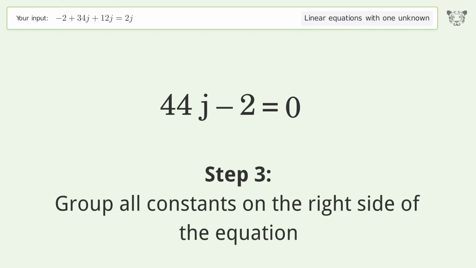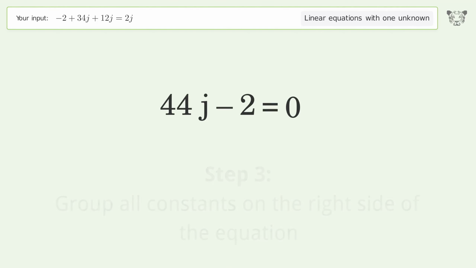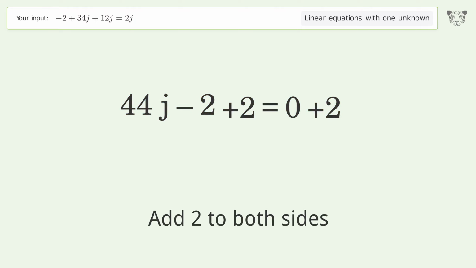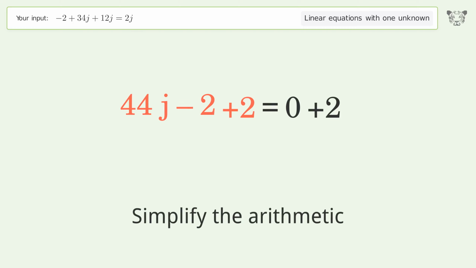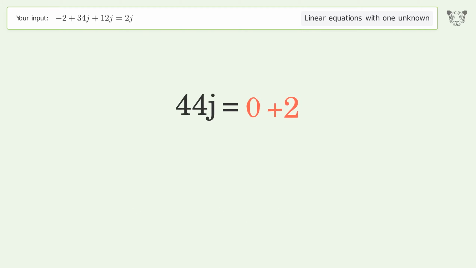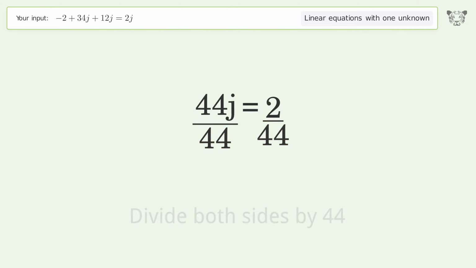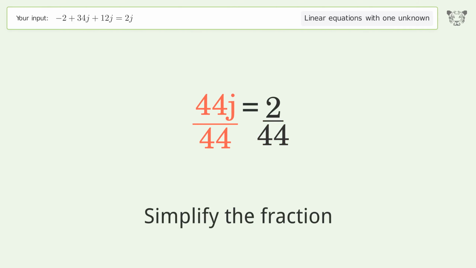Group all constants on the right side of the equation. Add 2 to both sides. Simplify the arithmetic. Isolate the j. Divide both sides by 44. Simplify the fraction.